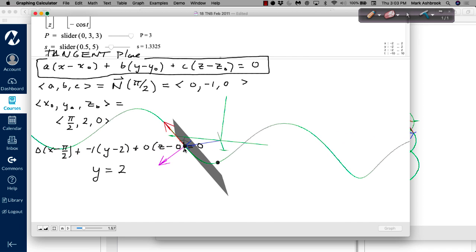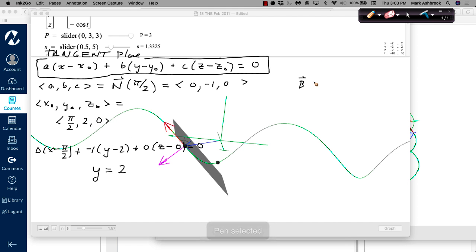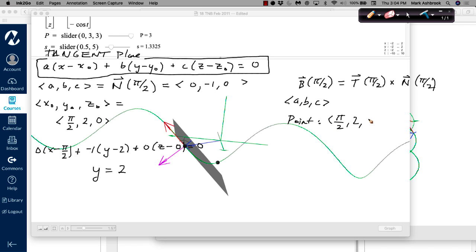So how could we get the binormal vector? The cross product. To get that, we're not going to do the whole thing, but to get B of pi over 2, you would do T of pi over 2 cross N of pi over 2, and that would give you your orthogonal vector to the osculating plane. So this would be the ABC. And then what point would we have for that plane? Same one again, because we're still at t equals pi over 2, so the point still would be pi over 2, 2, 0. Boom. And with those two things, you could write the osculating plane.